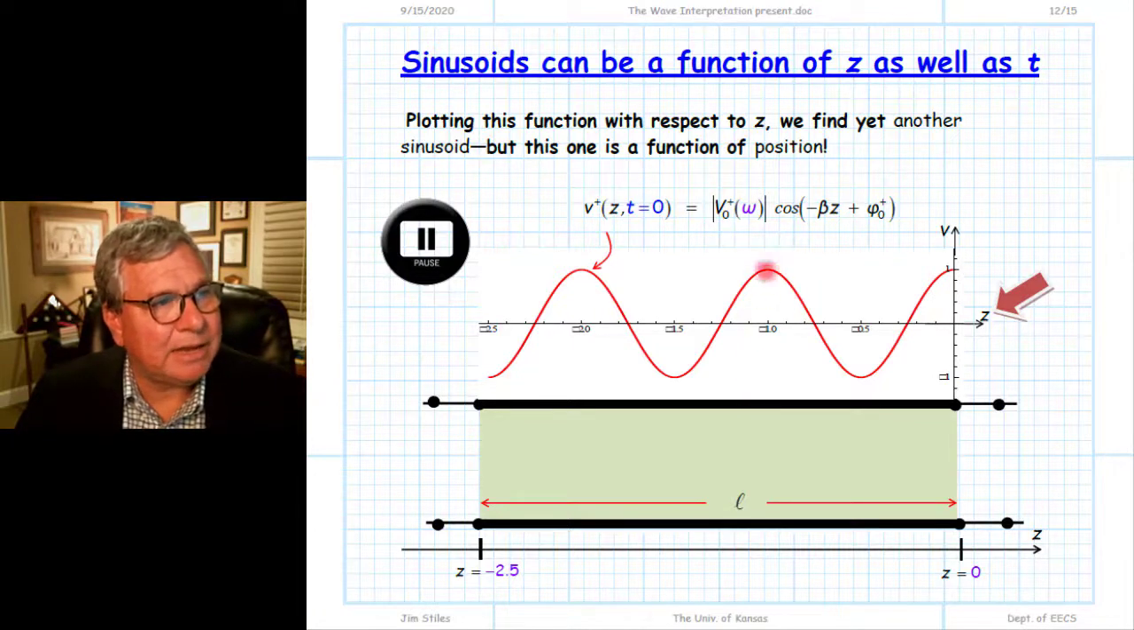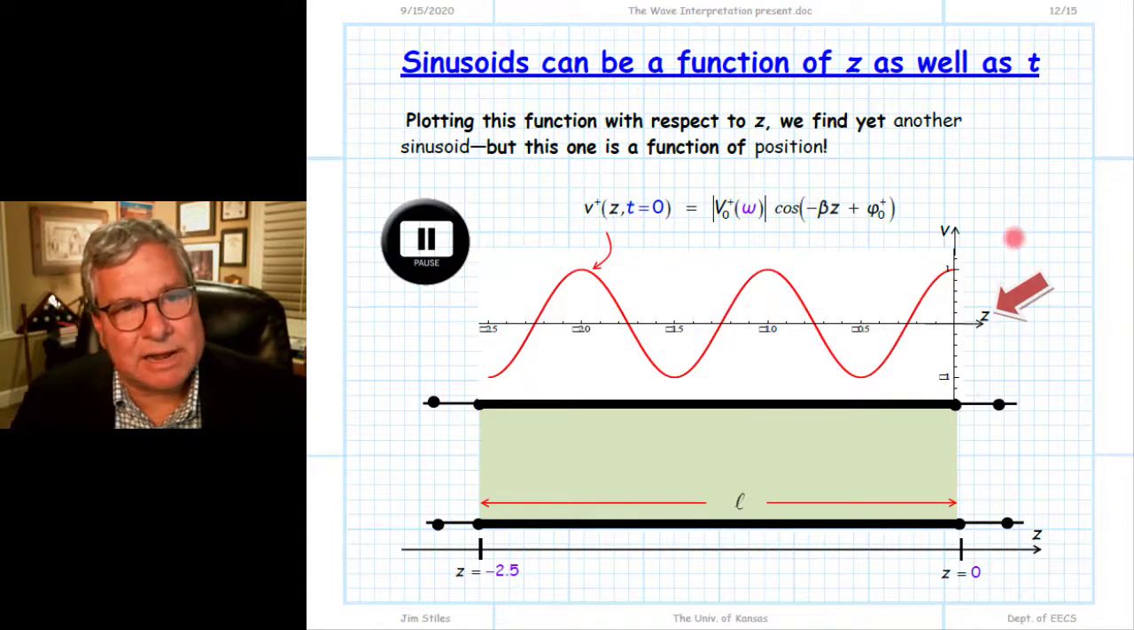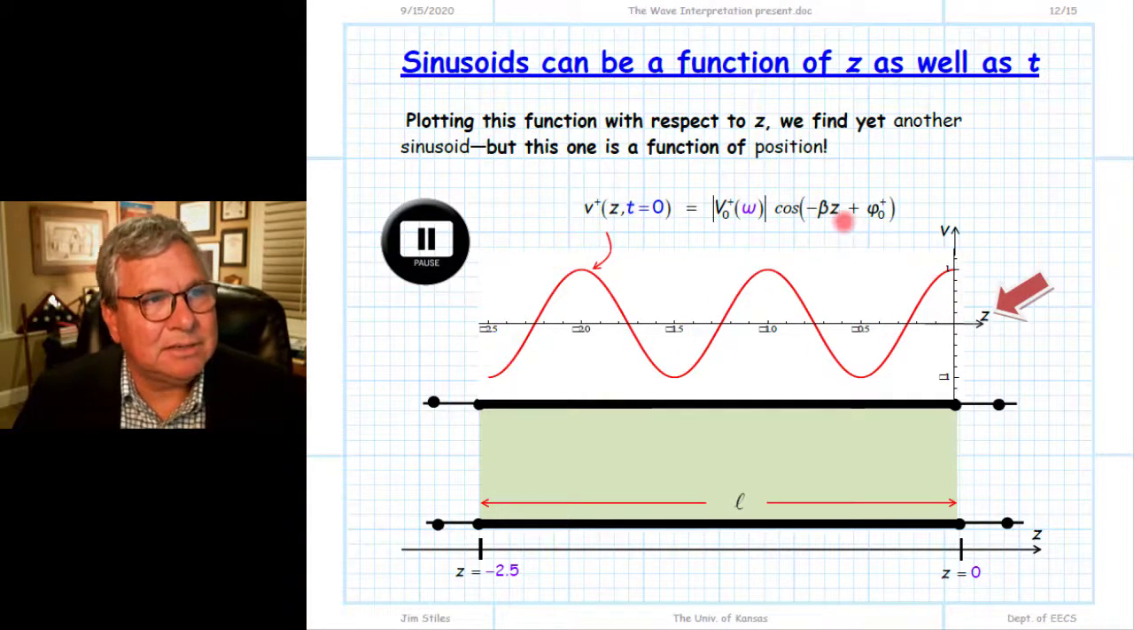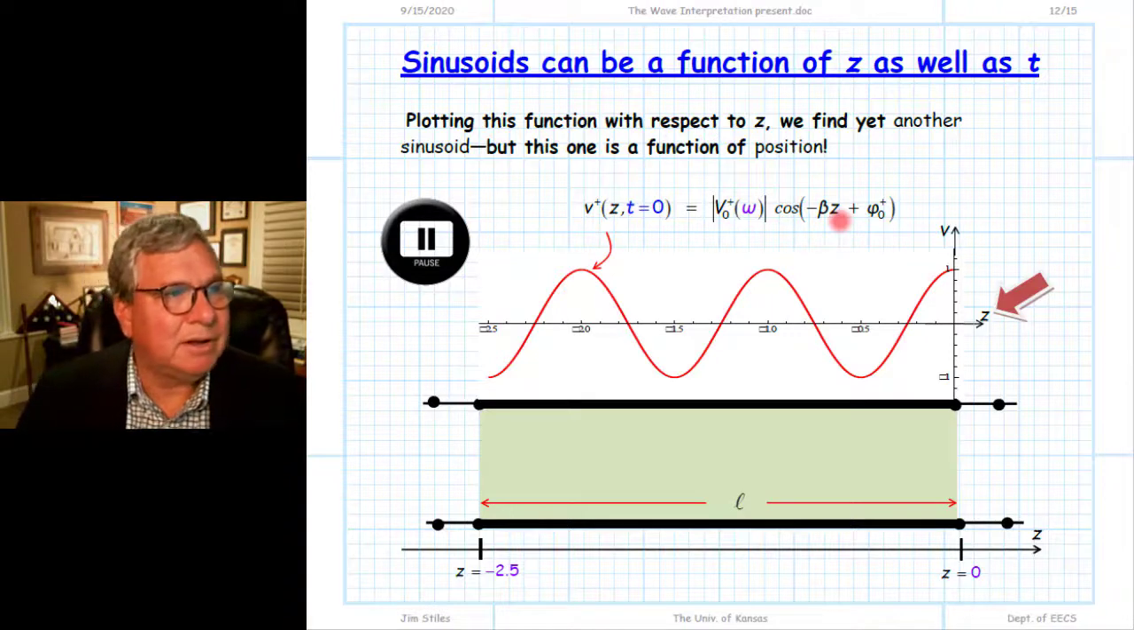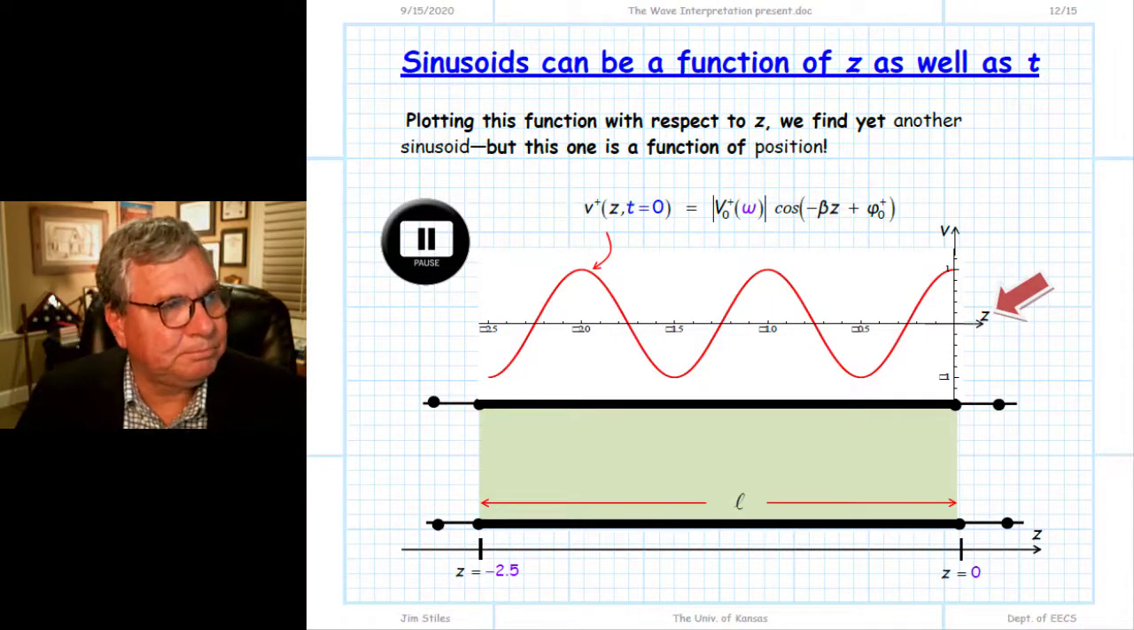We get a magnitude oscillation up and down at that point. But again, here we're not allowing time to change. We're hitting the pause button and stopping it. If we look at the voltage at every point on our transmission line from one end to the other at this single time t, this is the function that is traced out: a sinusoid in space, in addition to one in time.